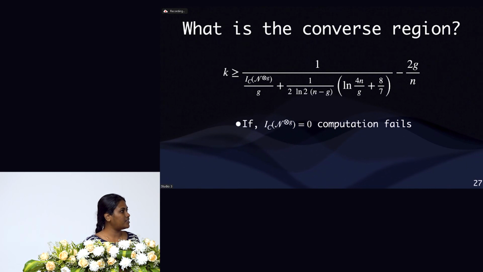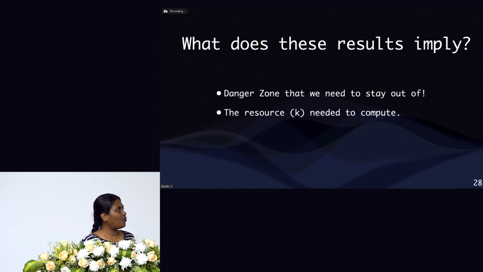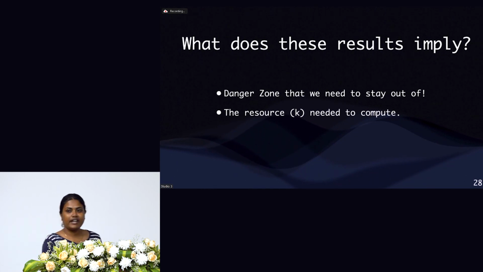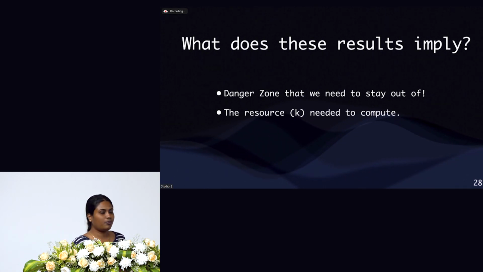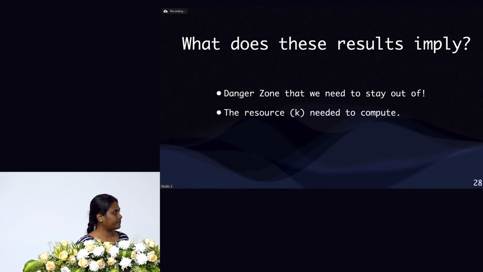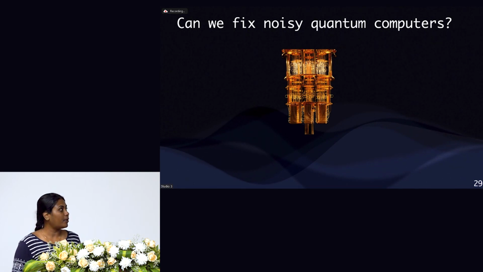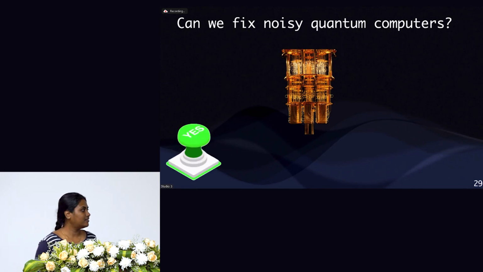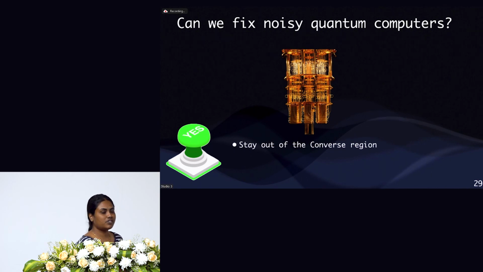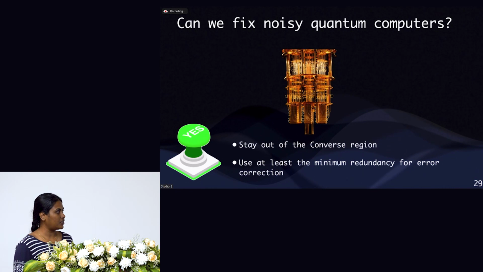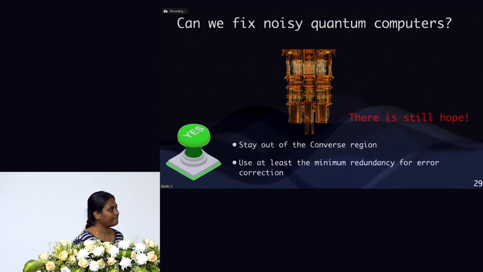So, these are the two results that we came up with, and what do these results imply? I have told you what danger zone you need to stay out of if you want a good quantum computer, and what resource k you need to compute. So, to answer the question, can we fix noisy quantum computers? We can, provided that we stay out of the converse region and we use at least this minimum redundancy for error correction. So, there is still hope.